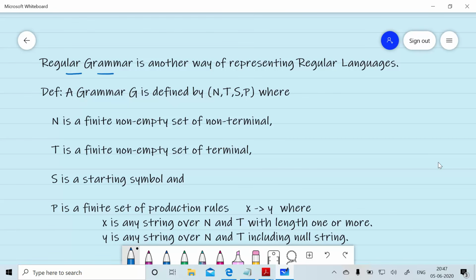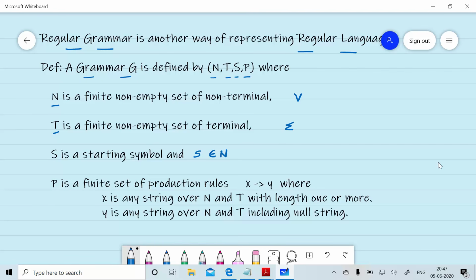Regular grammar is another way of representing regular languages. Before starting regular grammar, we will discuss the formal definition of a grammar. A grammar G is defined by a four tuple N, T, S, and P, where N is a finite non-empty set of non-terminals. It is also represented by V. T is a finite non-empty set of terminals. It is also represented by sigma. S is a starting non-terminal and S belongs to N.